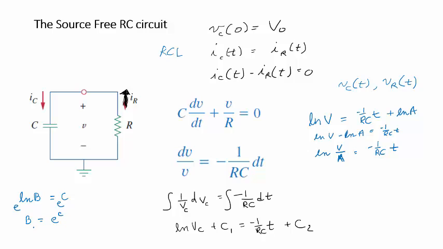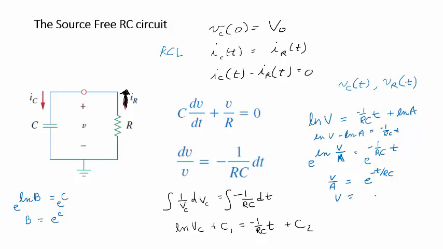So that's how you would solve for this argument of the natural log function here. That's exactly what we're going to do over here. We're going to take e to the power of both sides of this equation, and when I do that, I find that v over a equals e to the minus t over rc.